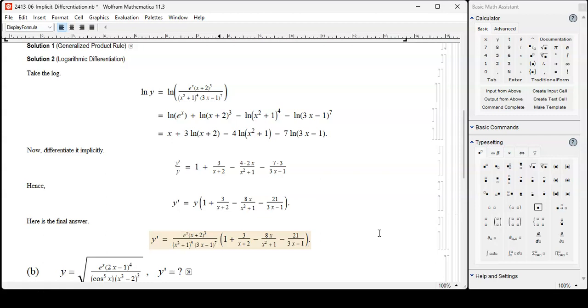So this kind of technique is called the logarithmic differentiation. Take the log, break apart, simplify, take the derivative, flip the denominator, and then rewrite y.